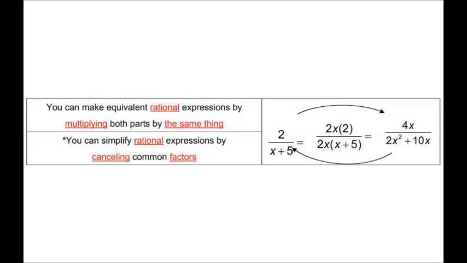You can make equivalent rational expressions by multiplying both parts by the same thing. So if you take the top, which was 2, and multiply it by 2x, it's legal as long as you also multiply the bottom, which was x plus 5, times the 2x. You can simplify rational expressions by canceling common factors. Now, before you can cancel, you're probably going to have to factor or break down the top and the bottom.